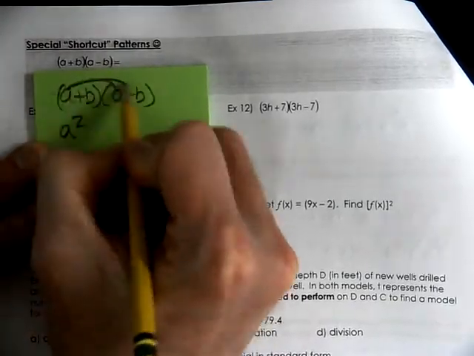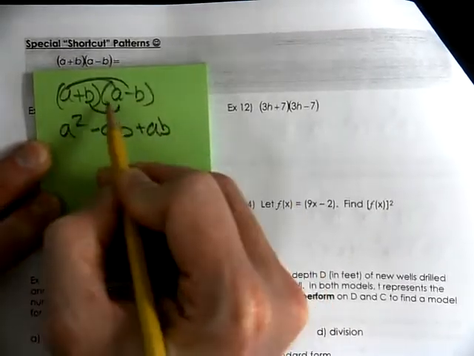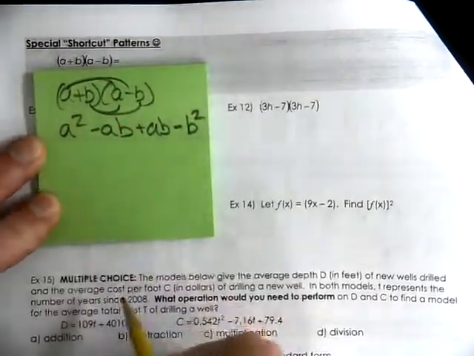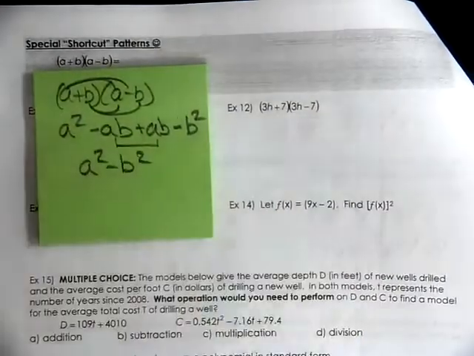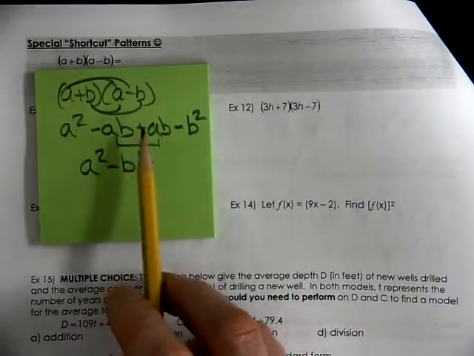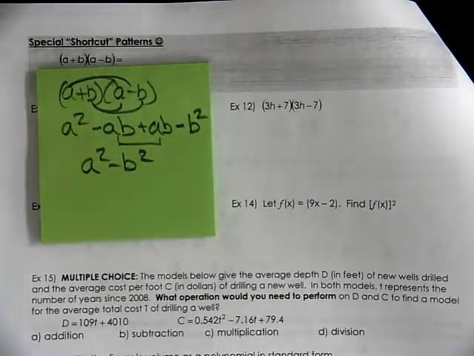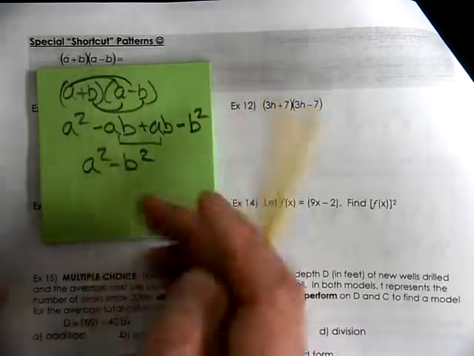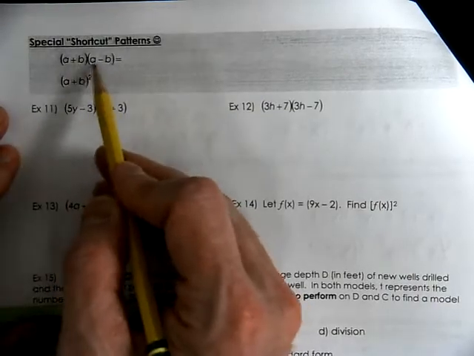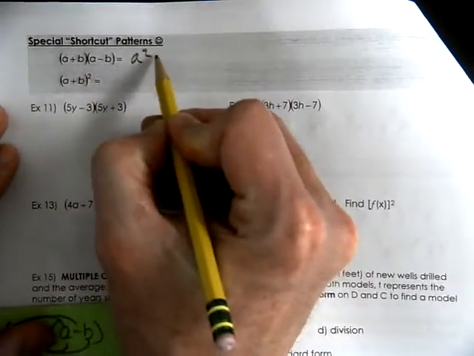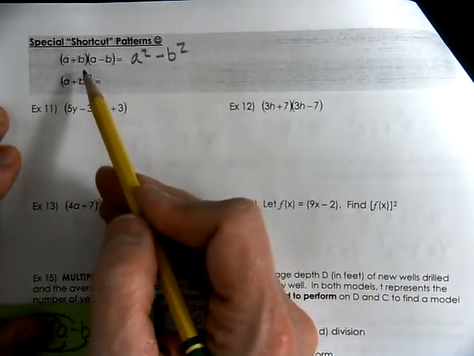we would get a squared, a negative ab, a positive ab, and a negative b squared. These can combine together, and you notice that they cross out because one's a positive ab, the other one's a negative ab. So you're left with a squared minus b squared. That's going to happen for every set of conjugates. These are conjugates because the terms are the same, but the signs are different. So it's a squared minus b squared. We typically go the other direction when we're factoring.